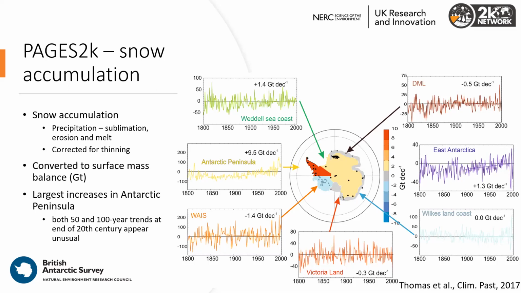So we used RACMO. And again, the thing that stands out here in the last few hundred years is that there has been variability. We've got this pattern of increased snowfall in the peninsula and then reduced snowfall occurring in West Antarctica. But again, it's only really the Antarctic Peninsula that stands out as a particularly significant region.